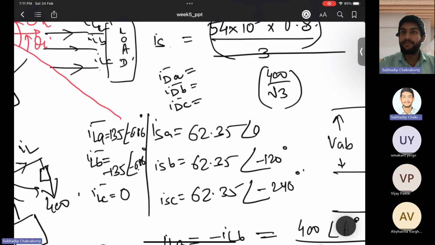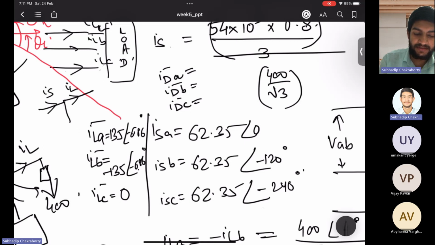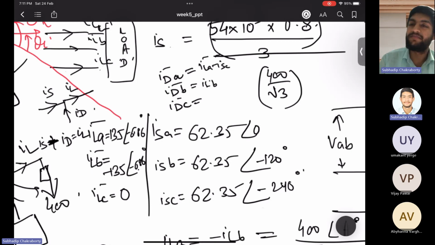Using Kirchhoff's current rule, you will apply like this. This is the load, this is the supply, this is the DSTATCOM. So IS plus ID equal to IL. Now what is ID? ILA minus ISA. What is IDB of the DSTATCOM? ILB minus ISB. And what will be IDC? ILC minus ISC.